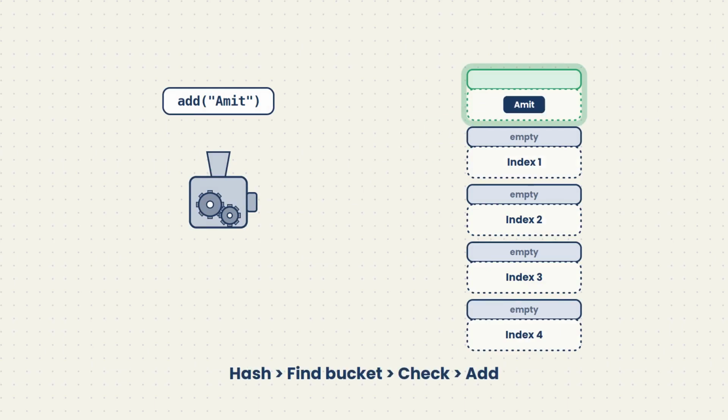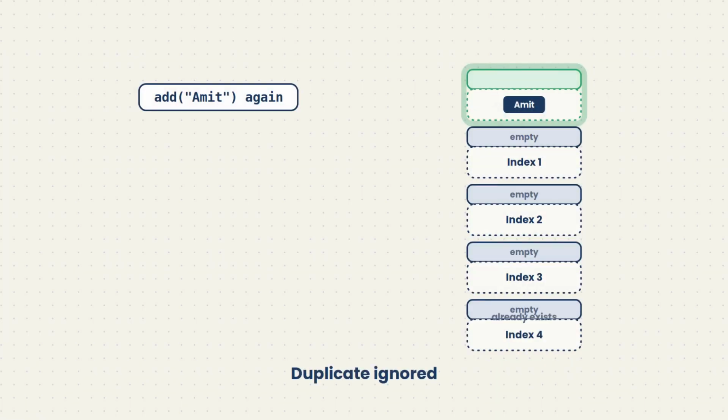Let us add Amit to the hash set. First, the hash set calculates the hash of Amit, then it finds the correct bucket. If Amit is not already present in that bucket, it adds Amit there. Now, what happens if we add Amit again? The hash set calculates the same hash, goes to the same bucket, and checks whether Amit already exists. Since it is already present, the duplicate value is not added.